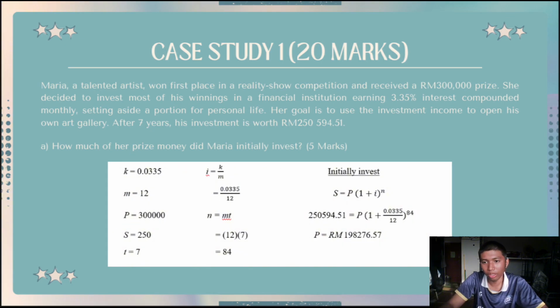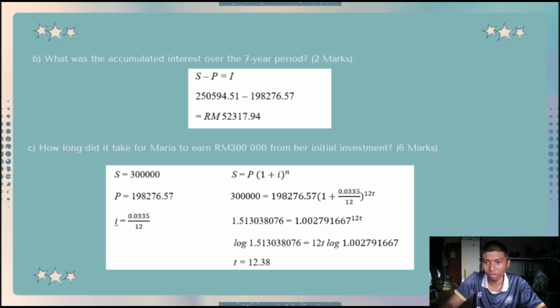So to find the initial investment, we need to use the formula S equals P bracket 1 plus i bracket power of n. And you could get the answer for P, which is 198,276.57 ringgit. Next is B. What was the accumulated interest over the 7-year period? 2 marks. So interest is S minus P. We just write the formula S minus P equals I, and you will get the answer 52,317.94.